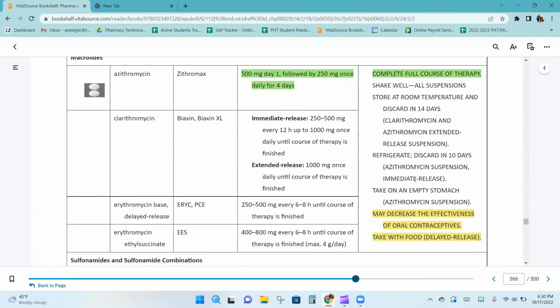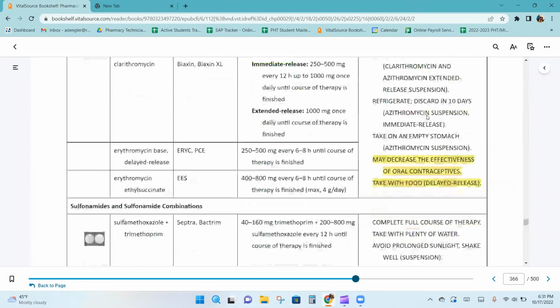For the macrolides, we have just a little note, the azithromycin, which I said the Zithromax is the Z-Pak, and it has the directions here. 500 milligrams for day 1, followed by 250 milligrams once daily for 4 days. So they take 2 tablets of the 250 milligram on day 1, and then they take 1 daily for the remaining 4 days. So it's a 5-day supply, and we dispense 6 tablets. Erythromycin, clarithromycin and azithromycin may decrease the effectiveness of oral contraceptives.